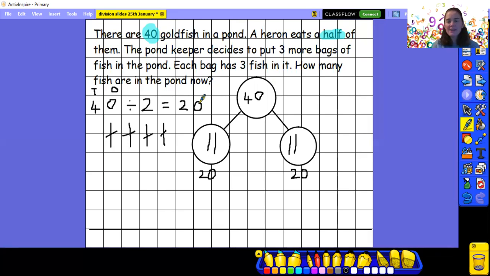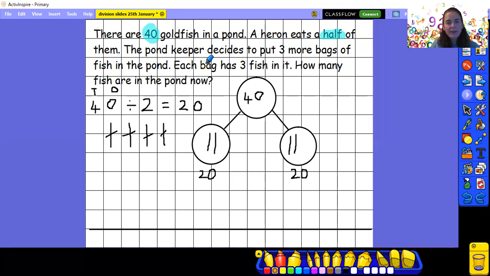Okay, so I've worked out the first part of the problem. So I know that after the heron has eaten the fish, there are now 20 left in the pond. Okay, the next part, I'm going to highlight in a slightly different color. I'm going to do orange.